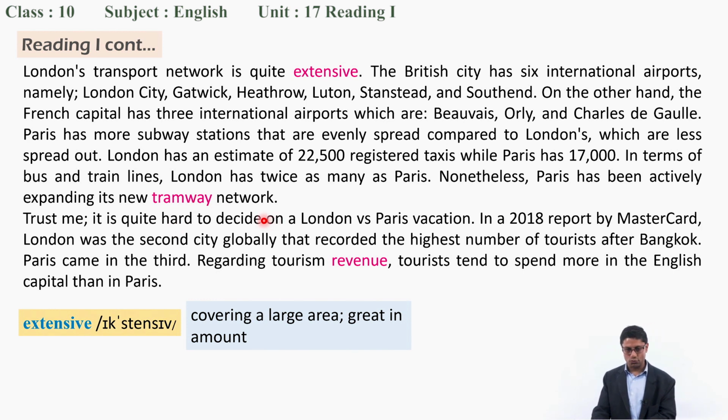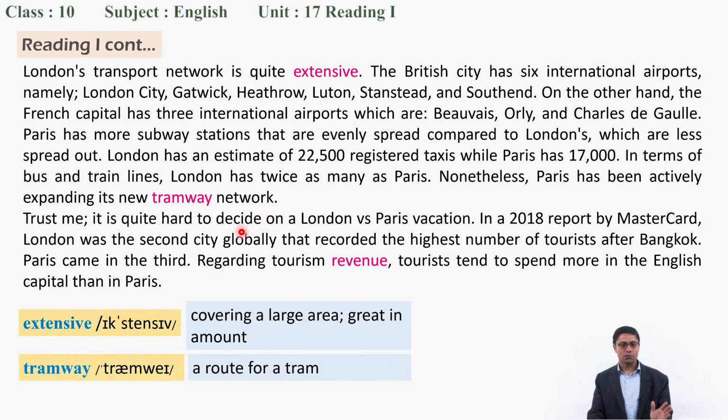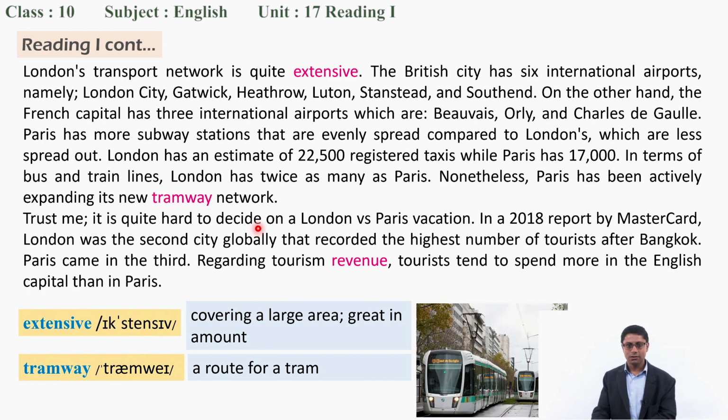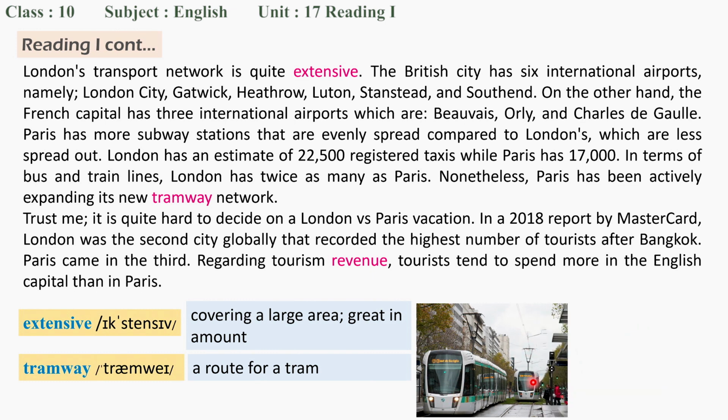So tramway network, tramway means a route for a tram, and tram, you may know, this kind of vehicle is a tram. You can see it runs with the help of electricity. So this kind of vehicle is a tram. Okay, so the tramway network is being expanded in Paris.